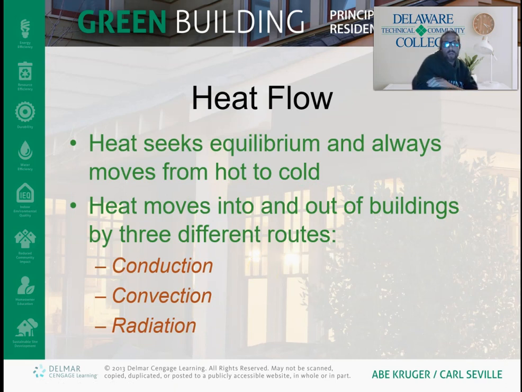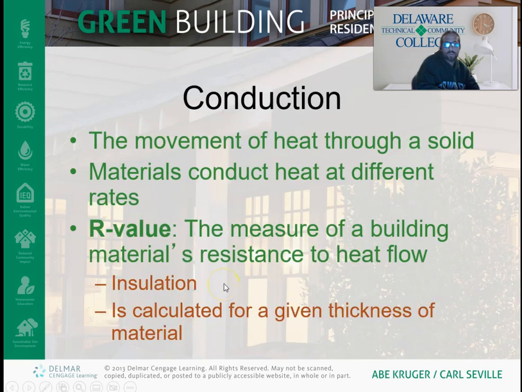So remember, heat is always going from the warmer to the colder areas, and there are three methods of heat transfer: conduction, convection, and radiation. We've gone over that before, so I'm not going to review. You should know what those are by now. Conduction requires physical contact between two different things. It could be within a substance or between substances. And then R value, which we've also gone over, is the measure of the resistance to heat flow.